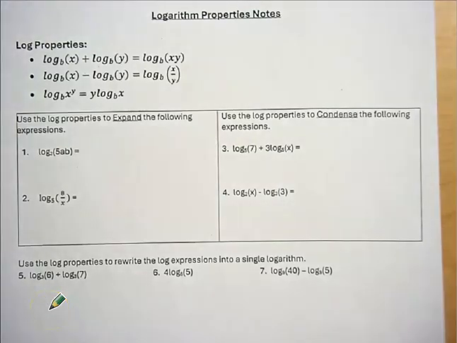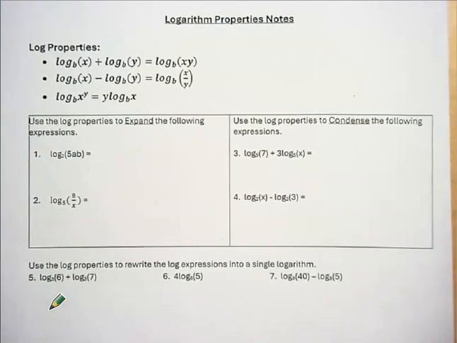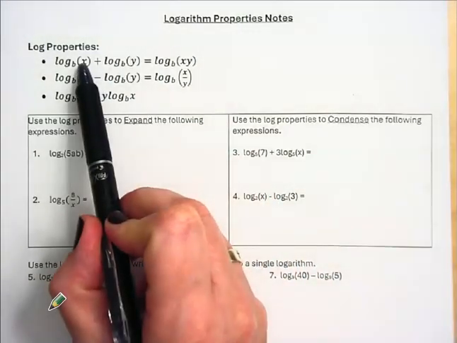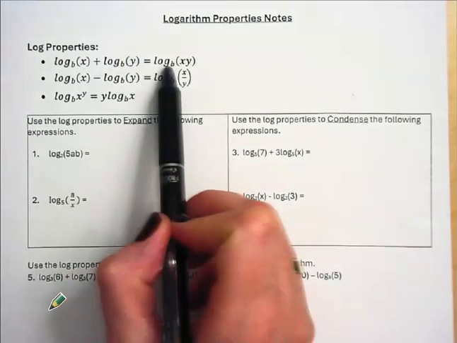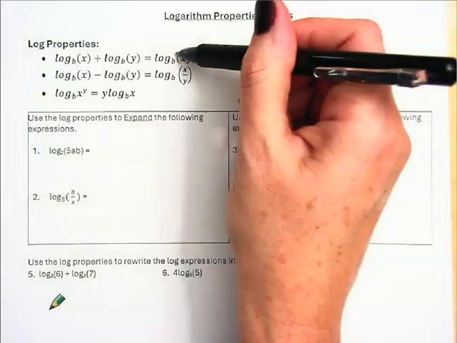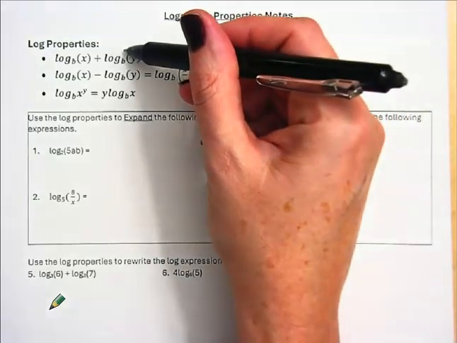Here are notes for logarithm properties. We are going to be practicing expanding logs and condensing logs. Condensing is when we start with one or more log terms and condense them into one. Expanding is when we start with one log term and expand it into two.